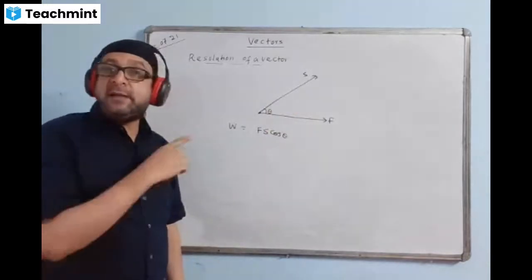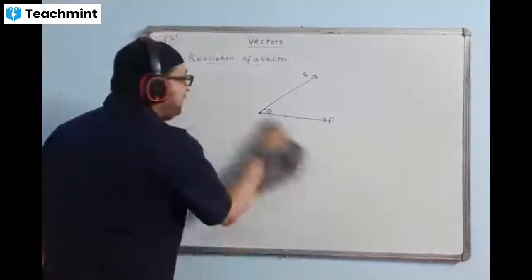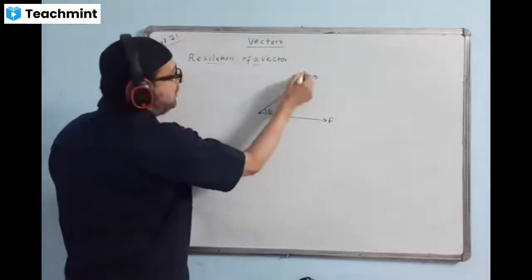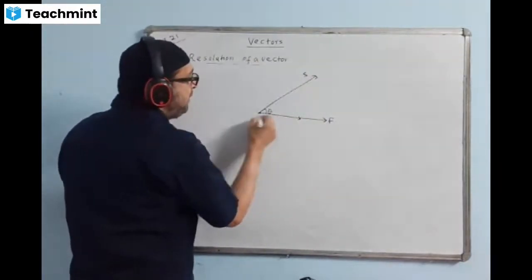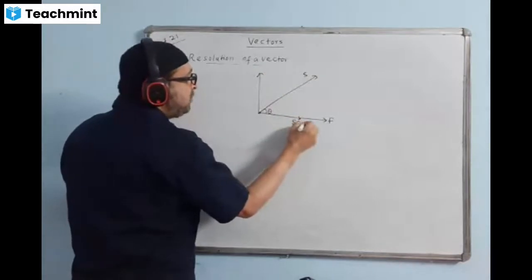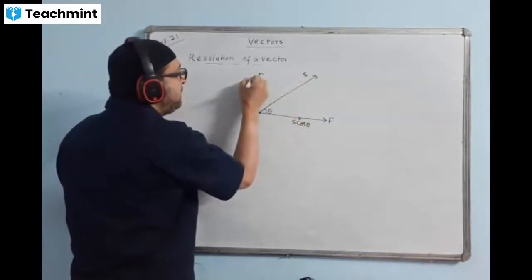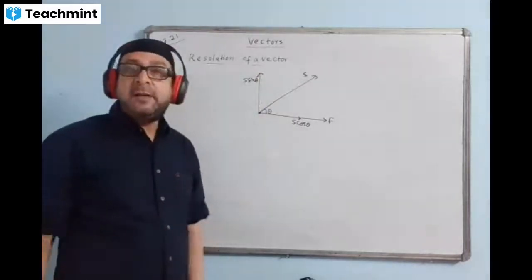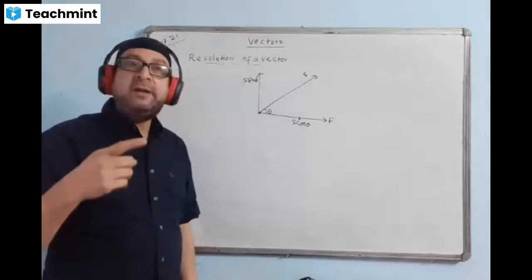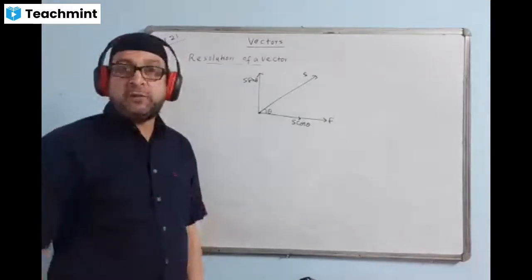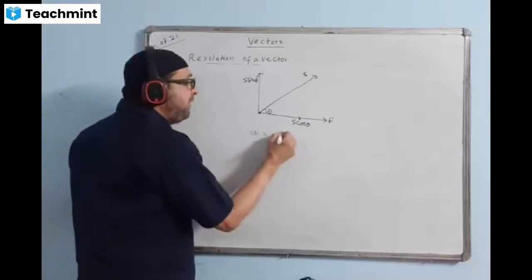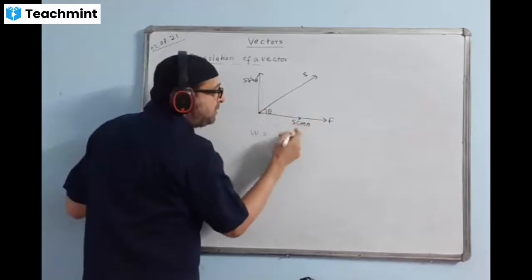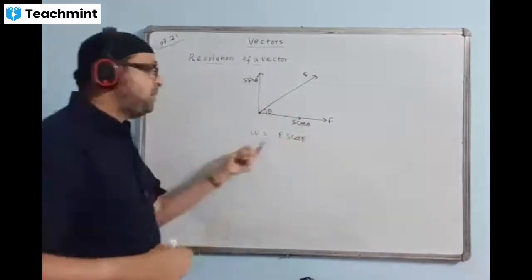Now you can find the reason why it is like that. I'll break this F into two components. One component will be here, one component will be here. The displacement components will be S cos theta and S sin theta. According to the definition, work is the product of force and the displacement in the direction of force. That's why we write W equals F times the displacement in the direction of force, which is S cos theta. This becomes the formula.